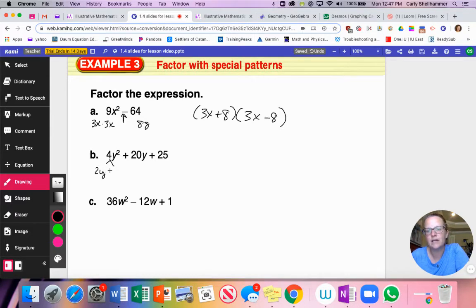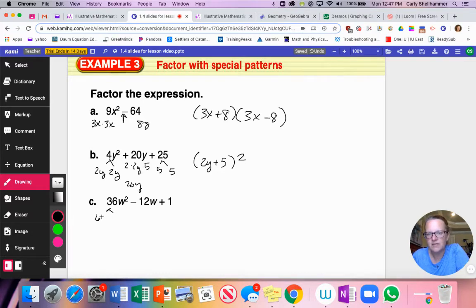This next one, let's try it. This is 2y times 2y, and that is 5 times 5. So in the middle, it should be 2 times a times b, which is 2 times 2y times 5. I don't think so. 10 times 2 is 20. I don't know what I was thinking. So this is a perfect square trinomial. So we're going to have 2y plus 5 quantity squared.